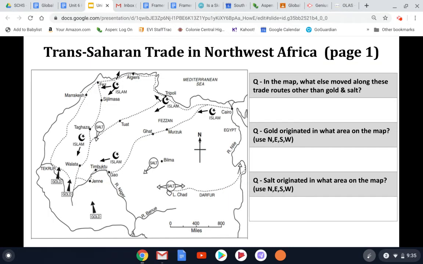Okay, so at the bottom of our first page of our packet, I'll go through a little introduction to where salt and gold are coming from and how they are going to set up the trade that will promote the rise of civilizations in the northwestern section of Africa. So on this map, we have a couple of things that are labeled, and we're looking for movement. The first question here says, in the map, what else moved along these trade routes other than gold and salt? So when you're looking for movement, always look for the arrows.